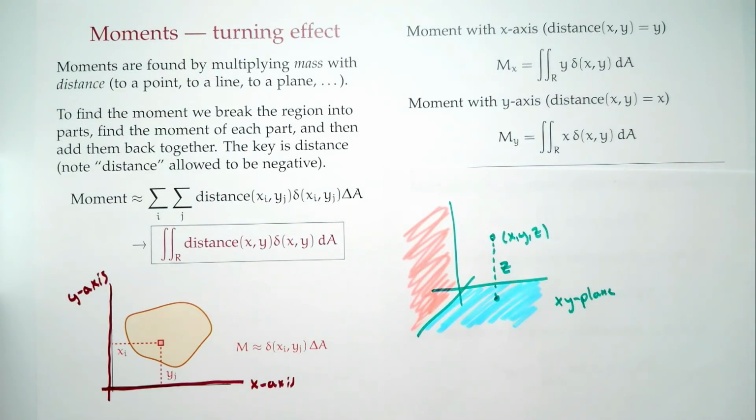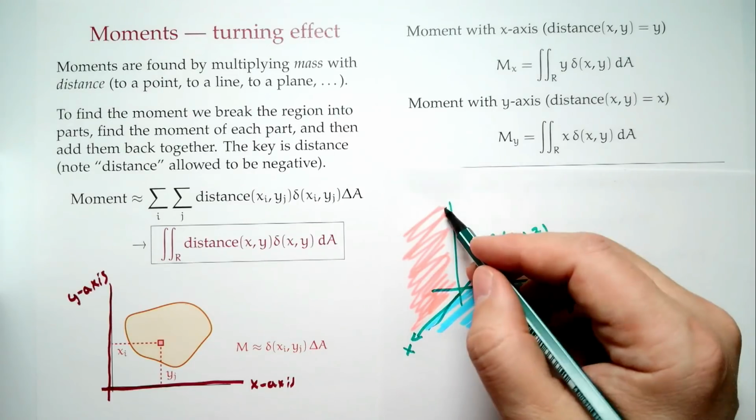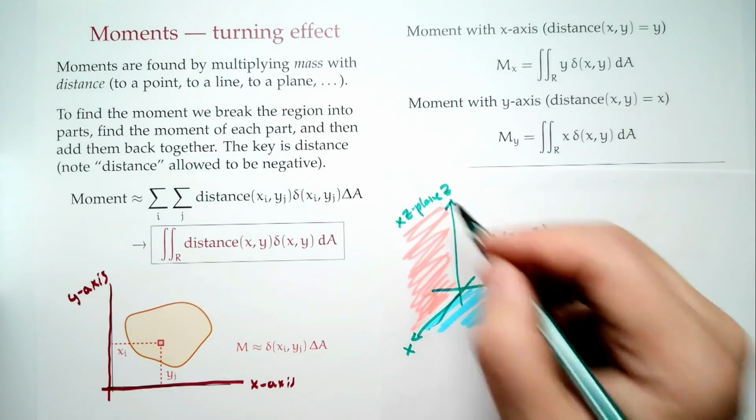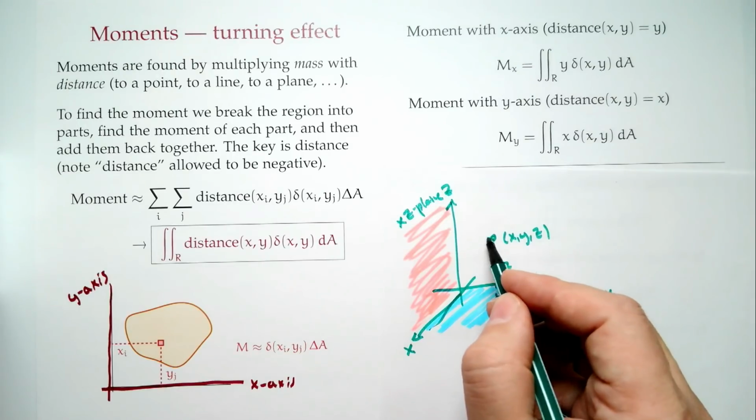All right, so I'm on that side. Okay, what plane is this? Yeah, it's the xz plane, because x comes forward, and z comes up. This is the xz plane. How far am I from the xz plane? We're y.